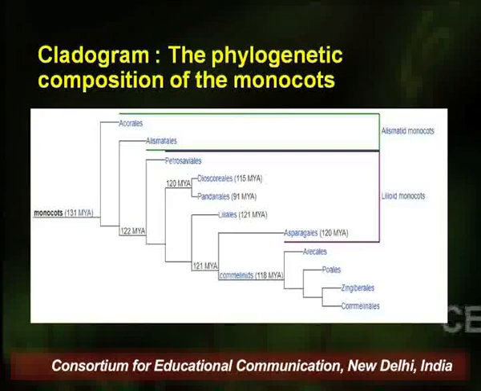Now, this cladogram shows the phylogenetic composition of the monocots, as I had already discussed, the basal ones and the core angiosperms. So, you can see that there are 3 basic groups which I had told about: the alismatids, lilioids and the commelinids. You can see they are further branched into clades and classified.